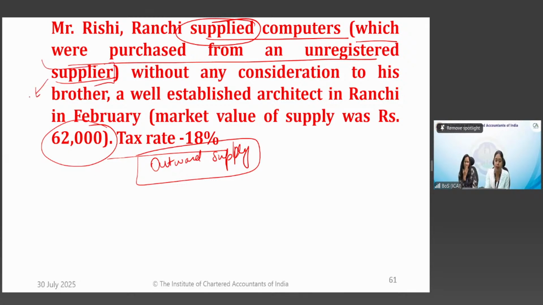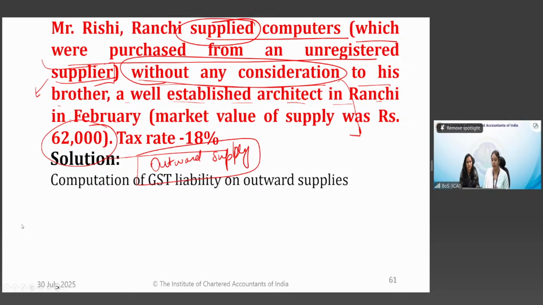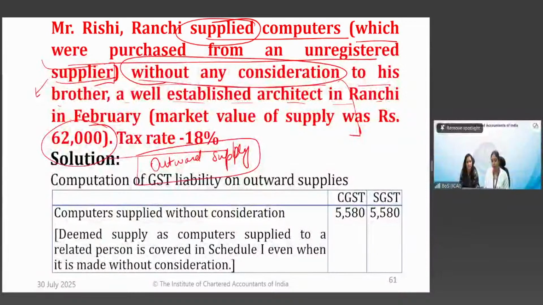Now, this point is relevant to give you some information. Then this keyword is without any consideration. I'm just giving you a hint so that it helps you in finding out the answer. So this takes us to a particular provision. To his brother, a well-settled architect in Ranchi. So in a way, you can see that we have closed all the doors to make this a supply. In no way can it be treated as supply. But let us see the wrong treatment which will be given by the students.